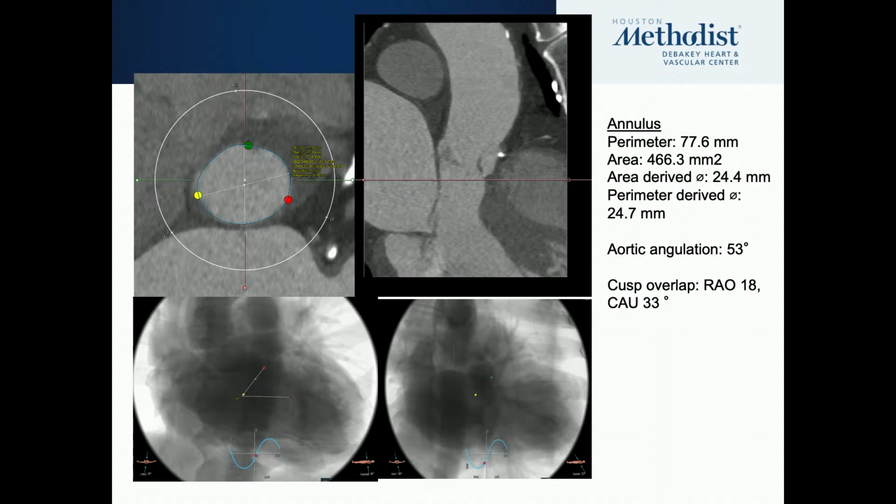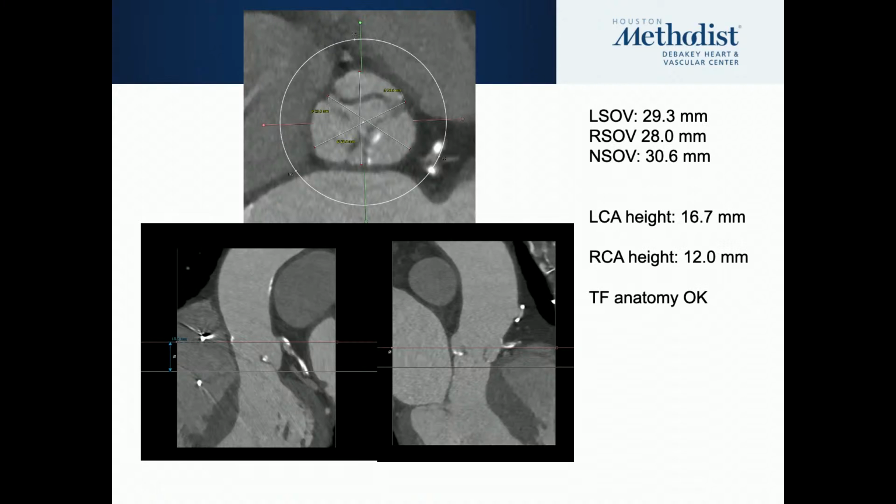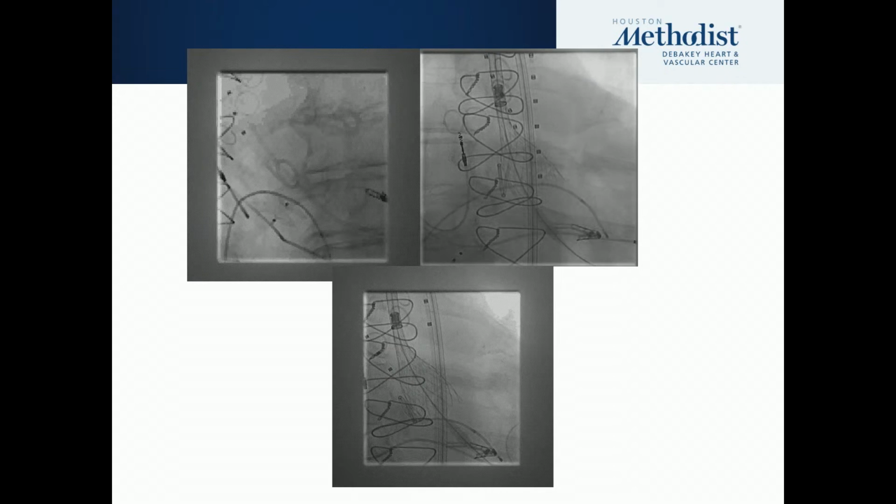So at this point, we decided to proceed with TAVR, and this was the CT demonstrating his aortic valve anatomy. So the perimeter of the valve was around 78 millimeters with the area of 466. These are the angulations. He had sinuses approximately 29 millimeters, good coronary heights, and suitable transfemoral anatomy.